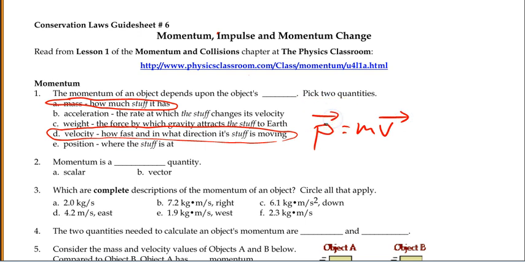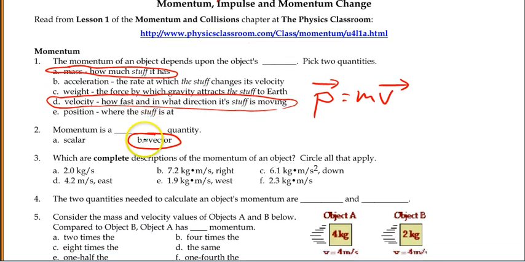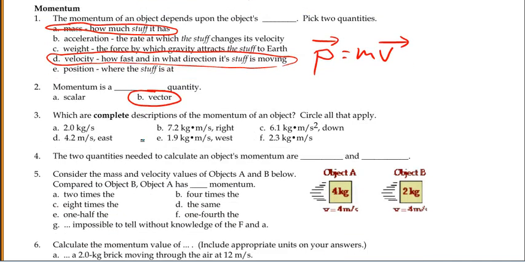Now, one of the differences between momentum and energy is that momentum is a vector quantity, so direction is important. Again, momentum is a vector. Mass is a scalar multiplied by a vector. It turns out to be a vector. To completely describe momentum, you're therefore going to need not only a size, but also a direction.